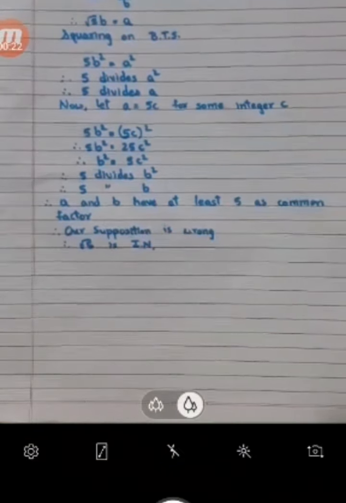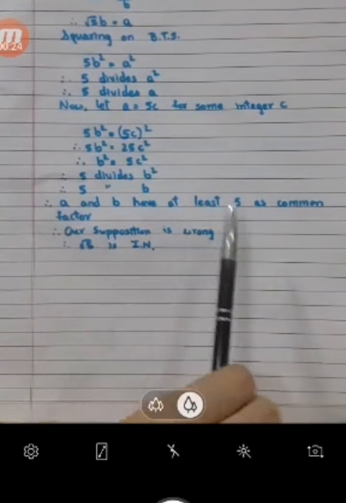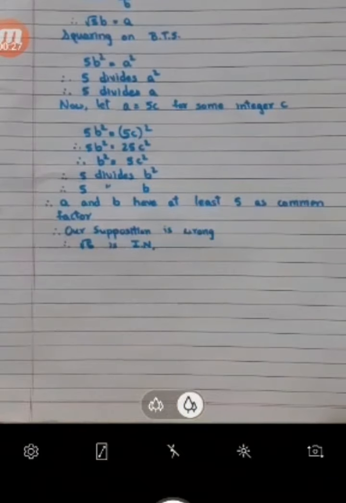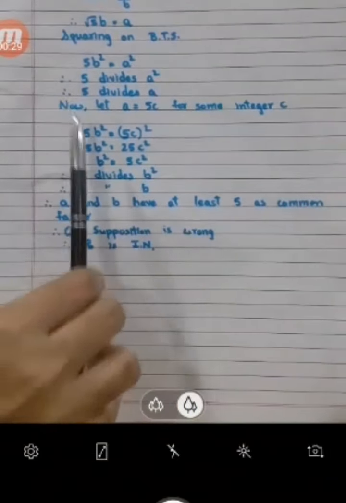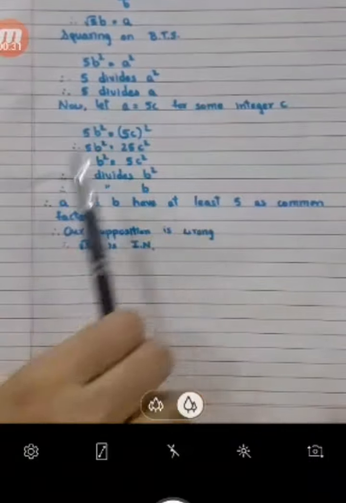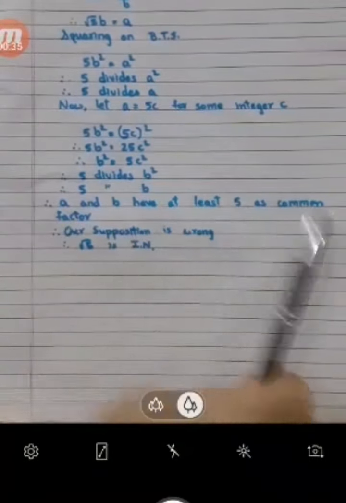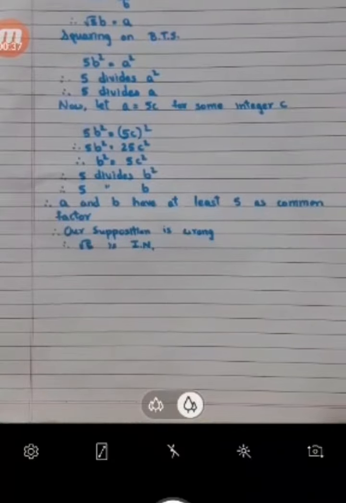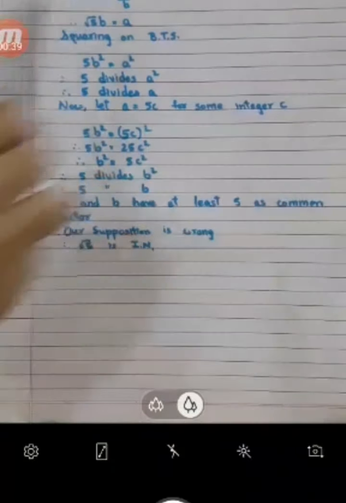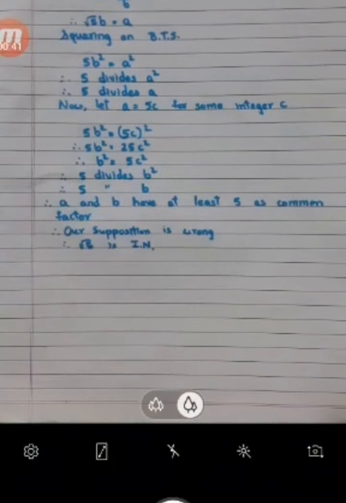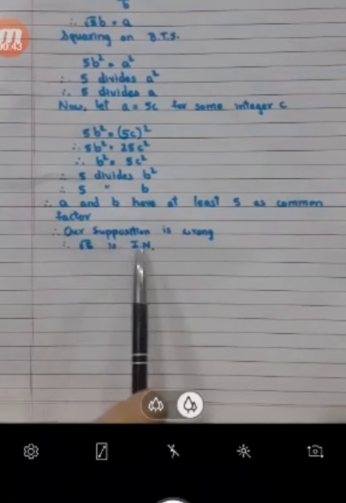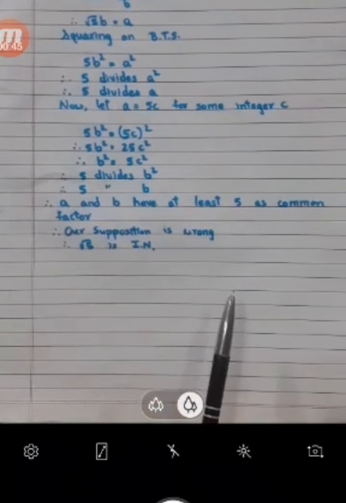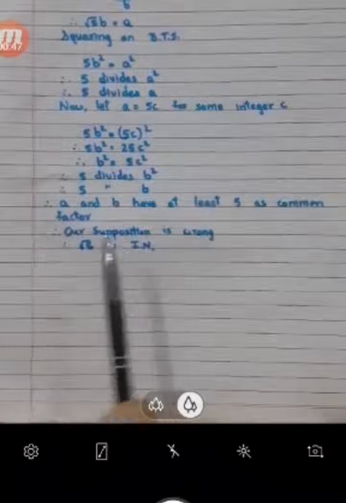Children, here you can see that a and b have at least 5 as a common factor. Why 5 as a common factor? Because here we can see that 5 divides a and 5 divides b. So we can see a and b both have 5 as a common factor. Therefore, whatever we have supposed, that it is a rational number, that supposition is wrong. Therefore our supposition is wrong. Therefore root 5 is an irrational number.